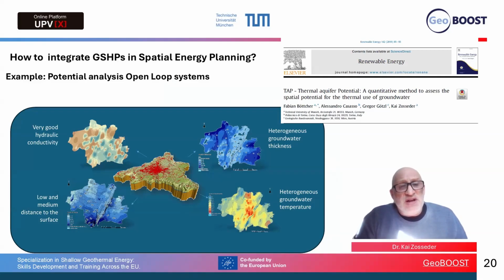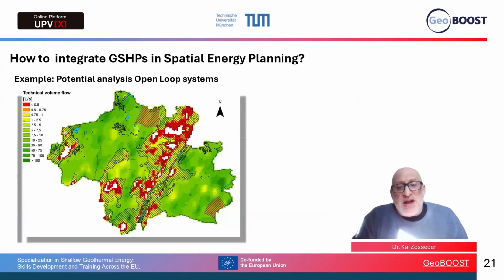So what we have here, we have assessed the groundwater thickness, we have assessed the temperature, the hydraulic conductivity, and also what is the distance to the surface, so that we can assess the potential. At the end, with the methodology which we developed, we assessed technical volume flow. So we assessed how many liters per second can we produce out of this aquifer. And you see a picture here. There's quite a lot in some areas.